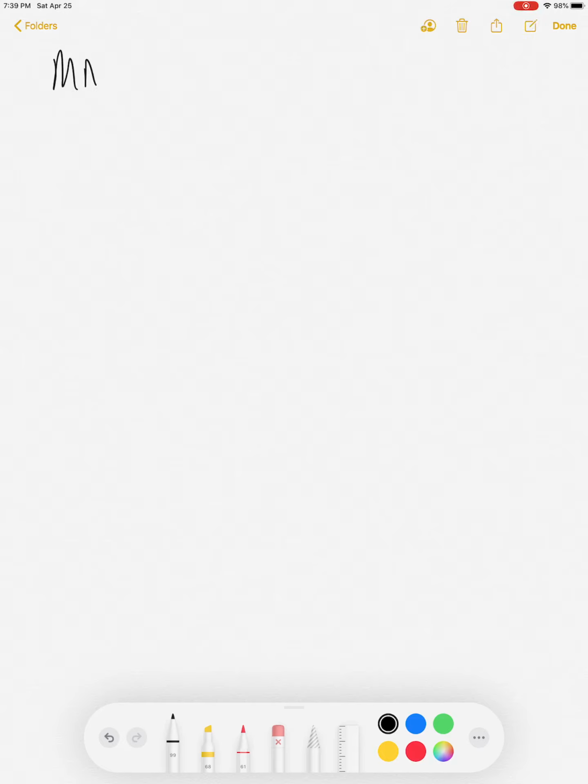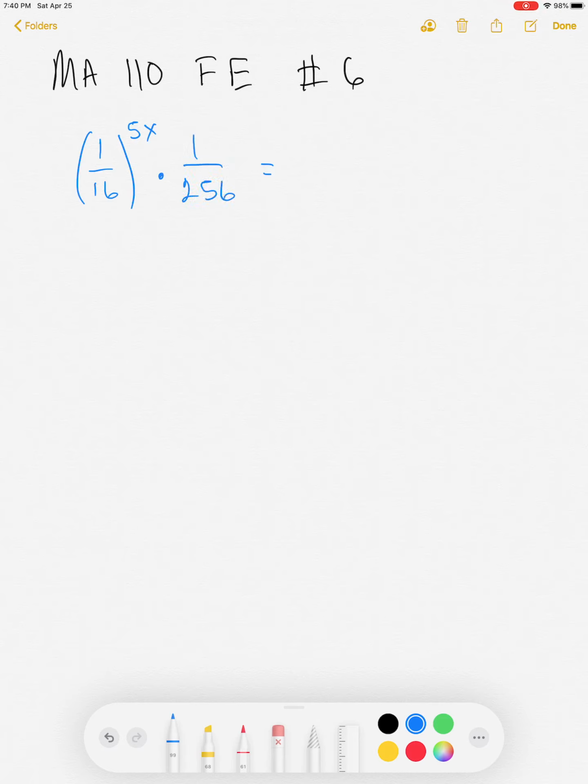Okay, so this is for MA 110 final exam review, and question number 6. We're asked to solve for x where we have (1/16)^(5x), and that quantity is being multiplied by 1/256, and that's equal to (1/8)^(-4x+2).